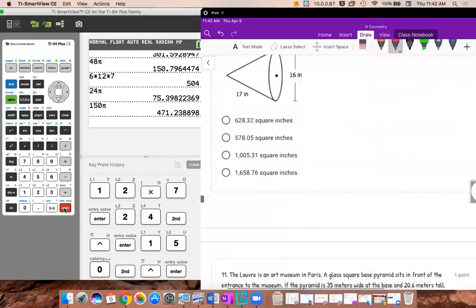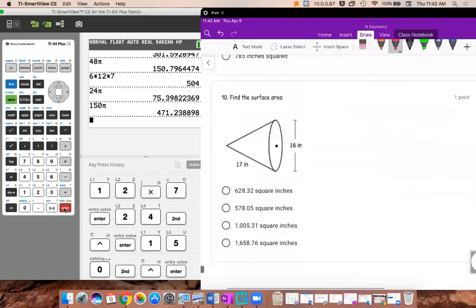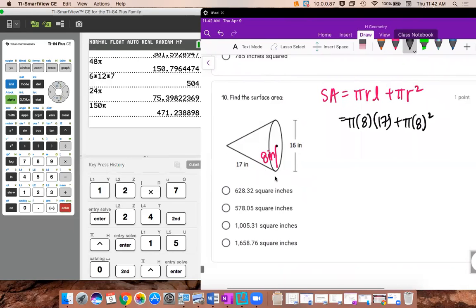Okay, 10, surface area of this cone. So this one again was that weird formula that I always have to look up: pi r l plus pi r squared. Our entire diameter is 16, so that means our radius inside of here is going to be 8 inches. Then we can just plug it in: pi times the radius times the slant height. In this case, our slant height was 17 going down here, plus pi r squared, so 8 squared.